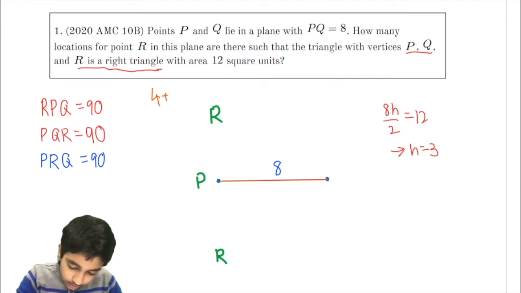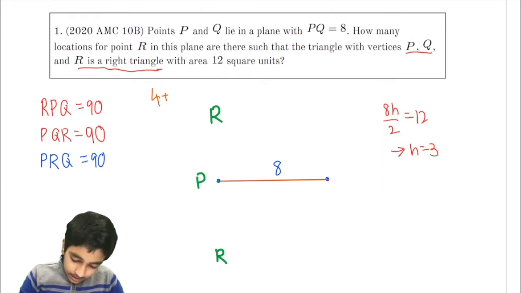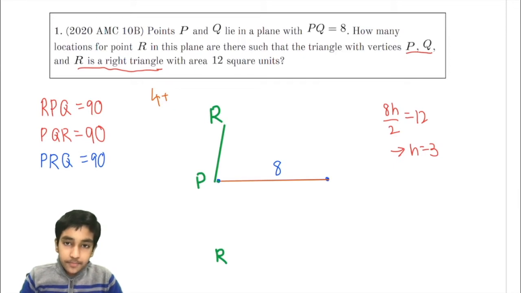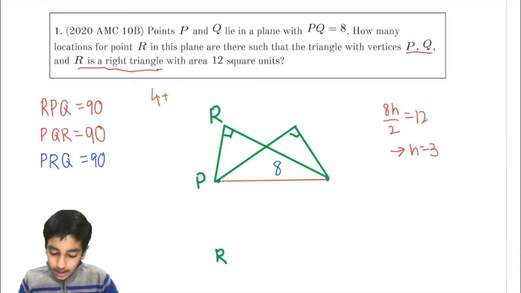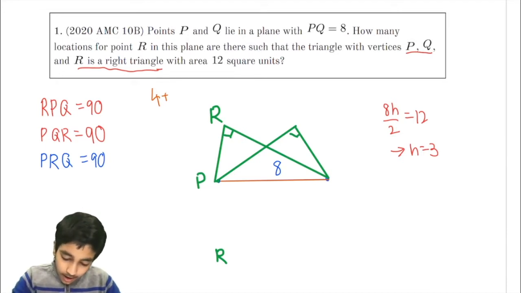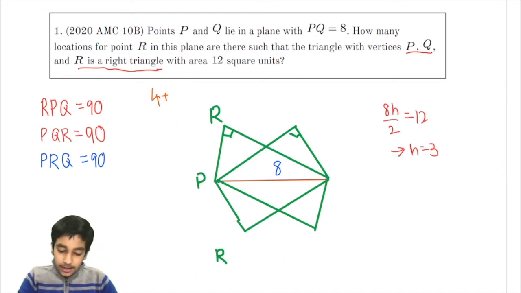Okay, so if PRQ is 90 degrees, then we can see that the possibilities for R can be something like here. If PRQ is 90, then it can be something like this, or something like this on the other side. So these are two possibilities for the 90-degree angle on this side. And on the other side, we can also have the same thing. We can have something like this, or something like this. So as you can see, these are the two possibilities for the 90-degree angle on each of the both sides.